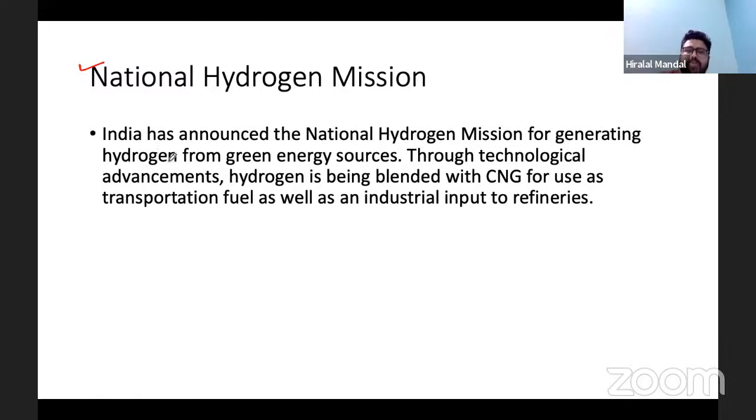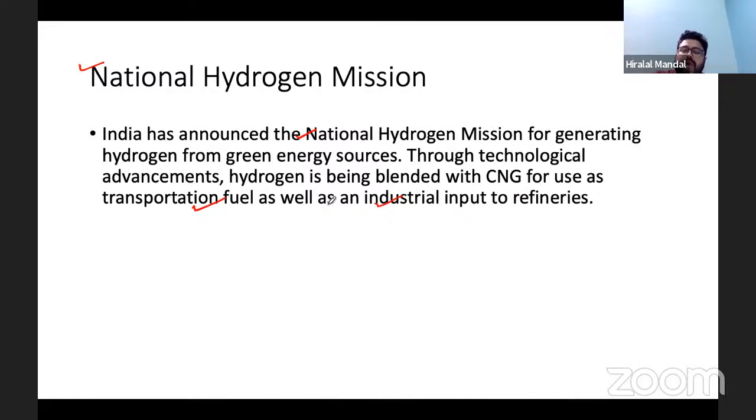The government has already started the National Hydrogen Mission. We have already discussed this in the classroom as well. Hydrogen is considered more efficient, and once it can be used for transportation fuel, it can also be utilized as an industrial input to refineries. Why? Because solar power and wind energy are not so intense.